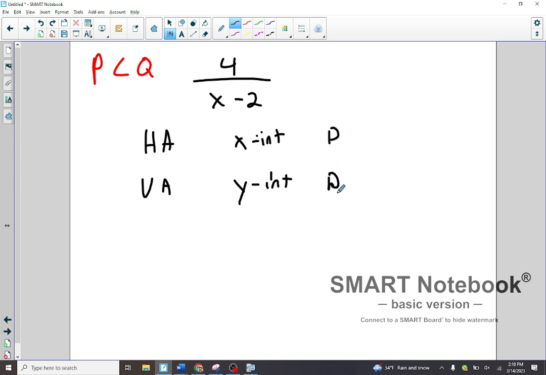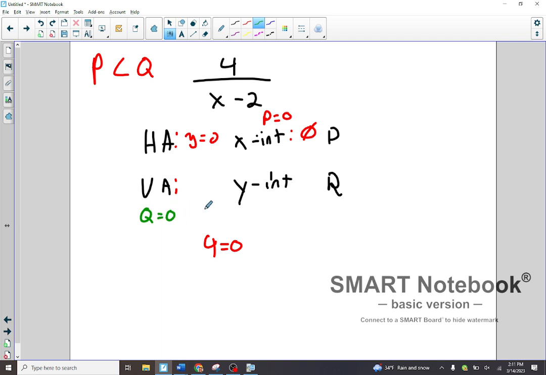Domain, range. I just want to point out, for the horizontal asymptote, when P is less than Q, it's automatically y equals 0. No matter what, y equals 0. And the one thing I want you to point out, some people get tripped up by this. The x-intercept is when you make P equal 0, right? The top? So you say 4 equals 0, so there's no x-intercept? Exactly. There's no x-intercept in that case, because can 4 equal 0? No.